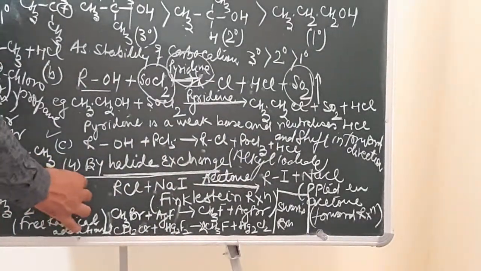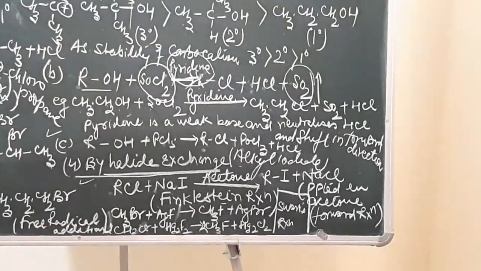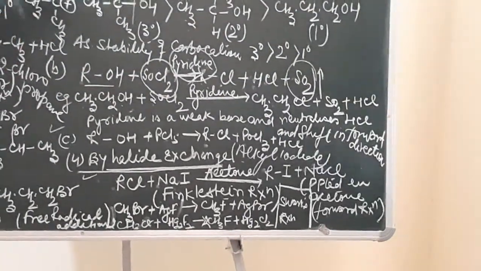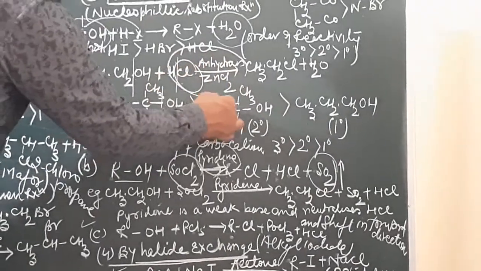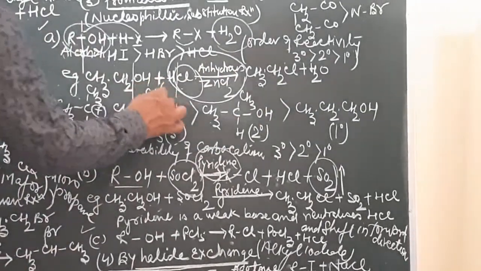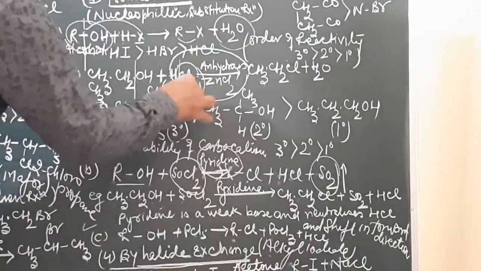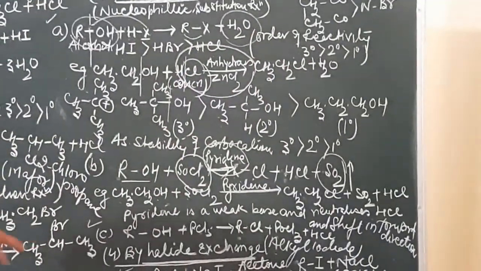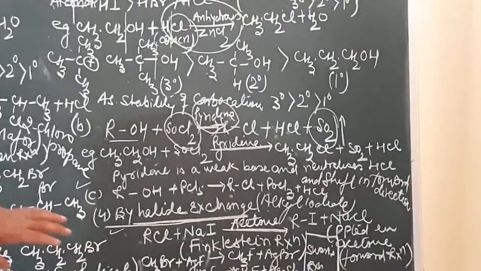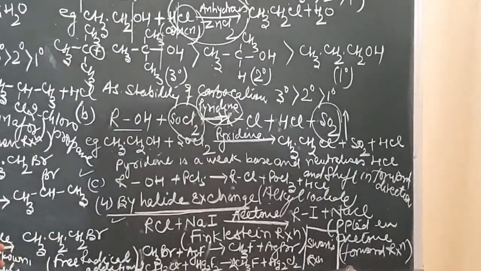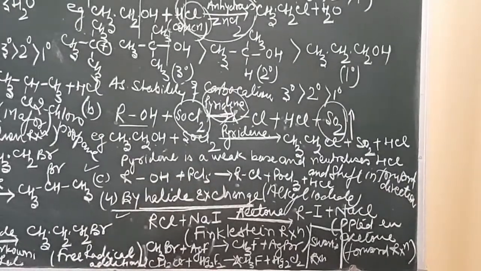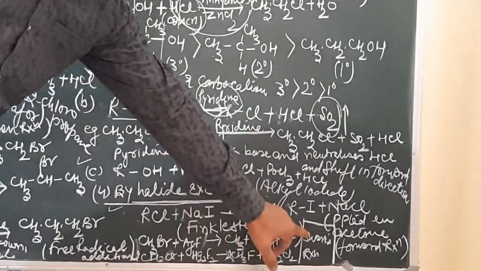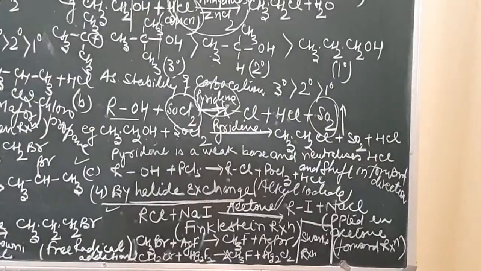So, you must learn what a Finkelstein reaction is. You must know what a Lucas reagent is. Lucas reagent is a mixture of anhydrous zinc chloride and concentrated HCl. Now, by this halide exchange reaction, fluoro compounds cannot be prepared, as fluorine is highly reactive. So, fluoro compounds are prepared by the reaction which is called the Swarts reaction.